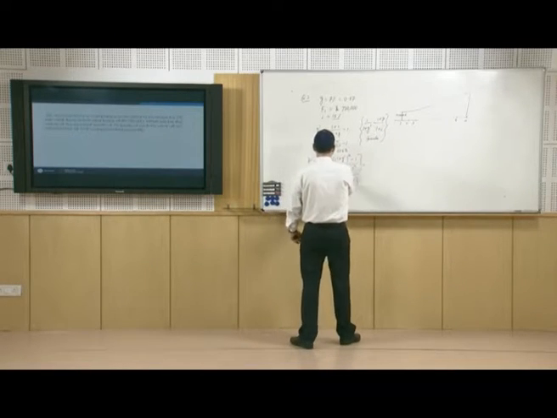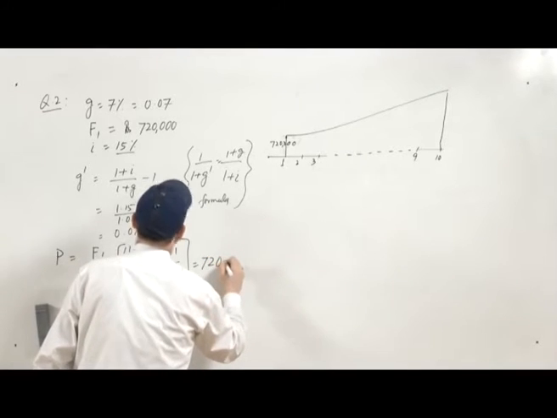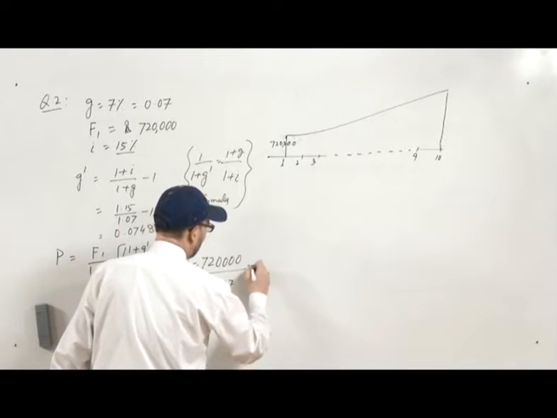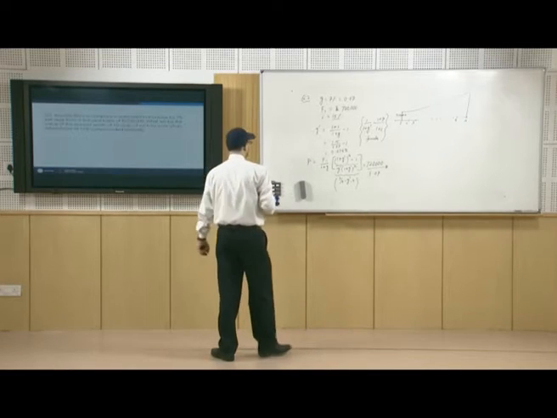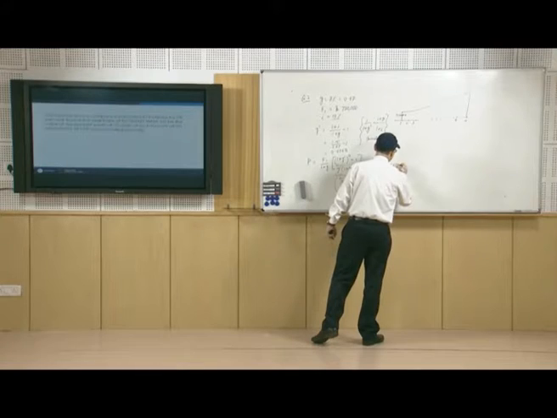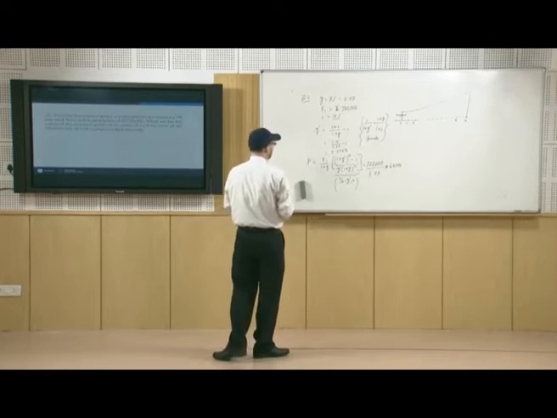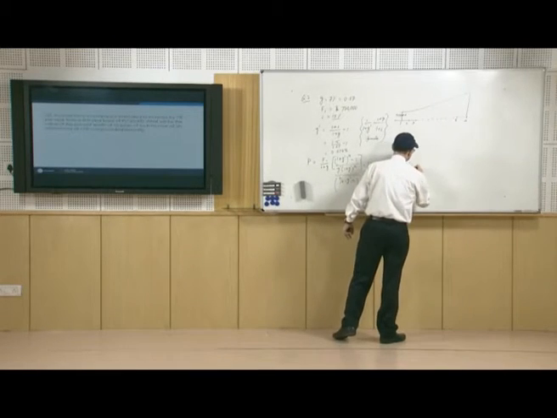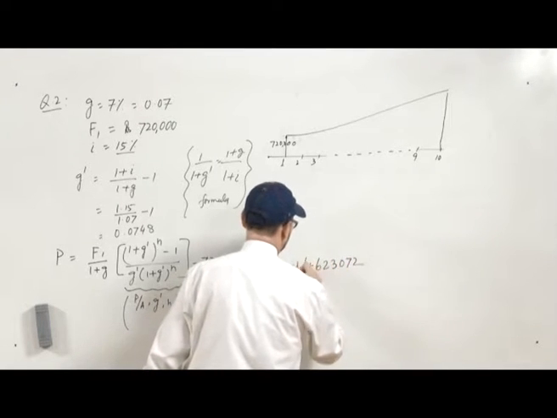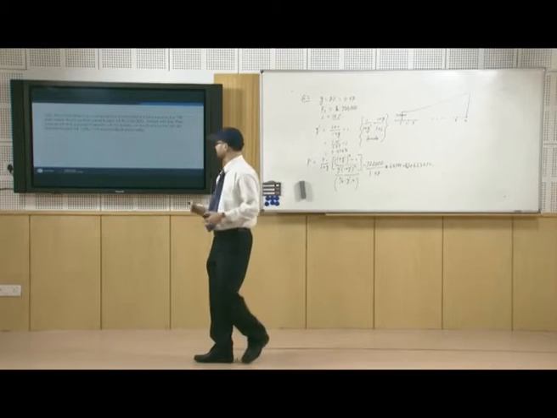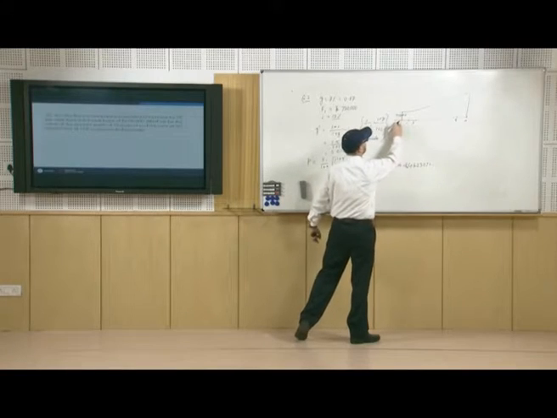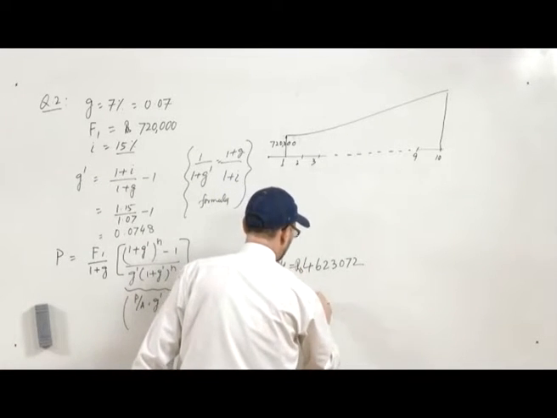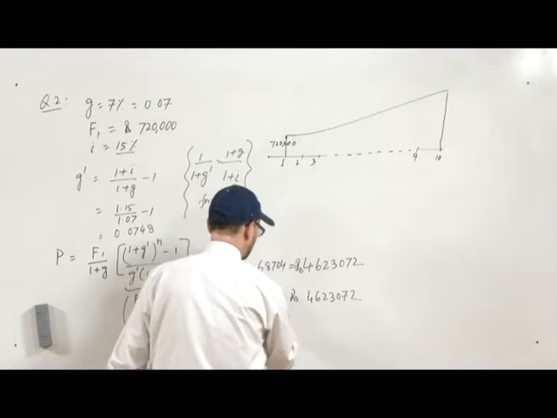So, what we see is this F1 is 720,000 divided by 1 plus G, G is 0.07, so 1.07, multiplied by this factor, which comes out to be 6.8704. And that is why the value of this sum comes out to be 4623072. So, this is the amount which is the present worth value of such a geometric gradient series. So, P is 4623072. This is the required answer.